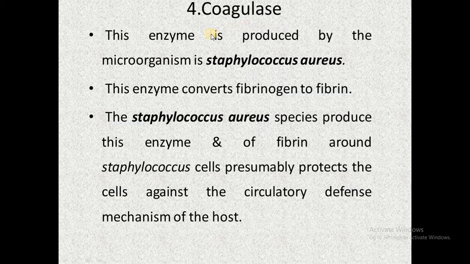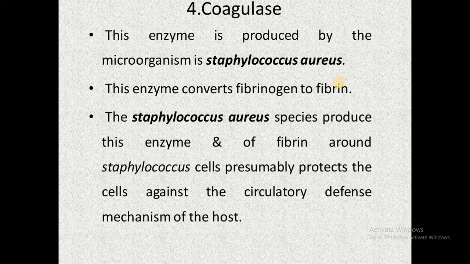Next is the coagulase. This enzyme is produced by the microorganism Staphylococcus aureus. This enzyme converts fibrinogen to fibrin. In the previous section, our immune system makes a clot and captures the microorganism, which then escapes. But with the coagulase enzyme, the microorganism produces coagulase and protects itself by forming a clot. So it will be secured within the clot and escape the action of our immune system.